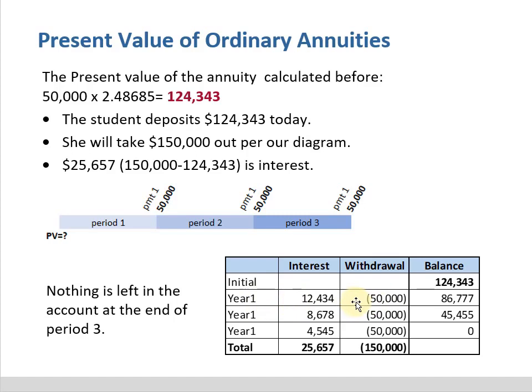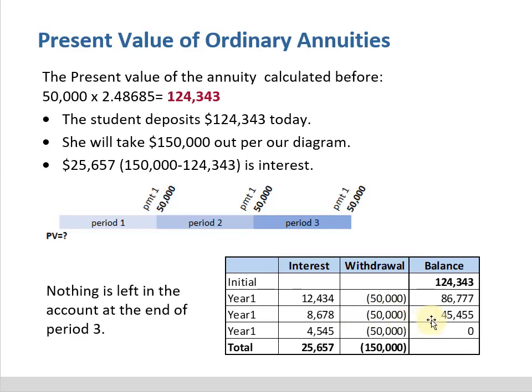The student withdraws the $50,000 that she needs at the end of year 1. If you take 124,343, add the interest, subtract the withdrawal, you'll see at the end of year 1 there's $86,777 in that account. Follow through with the same math. Add 10% of that $86,000 as interest. The student withdraws $50,000 at the end of the year.